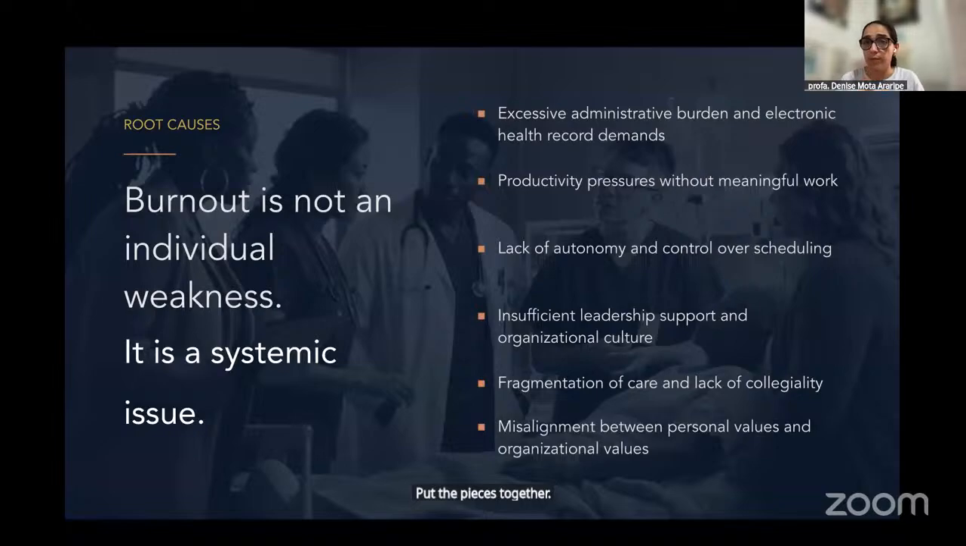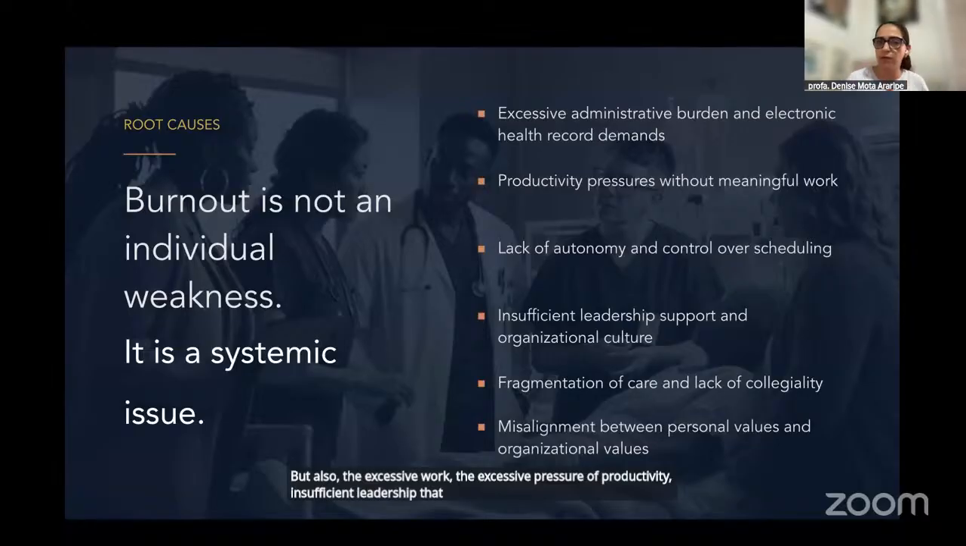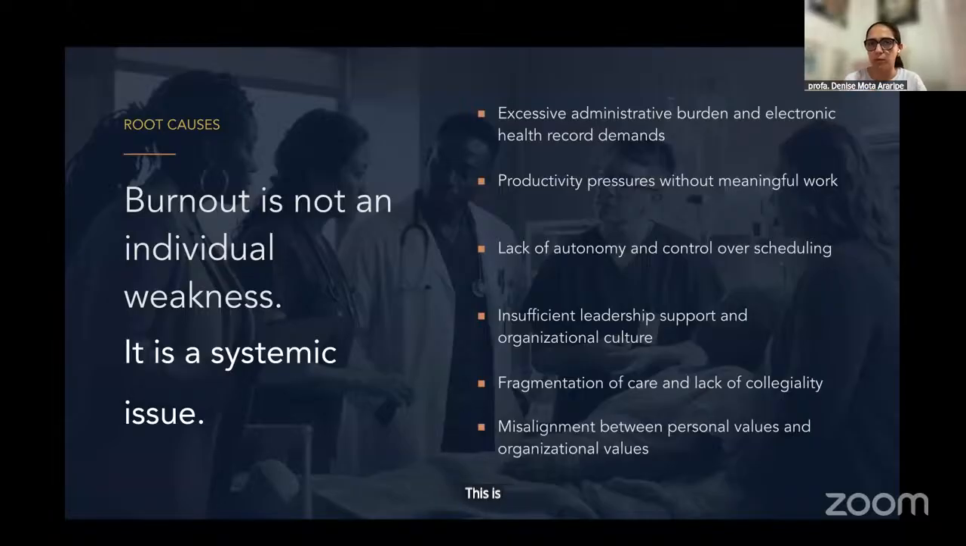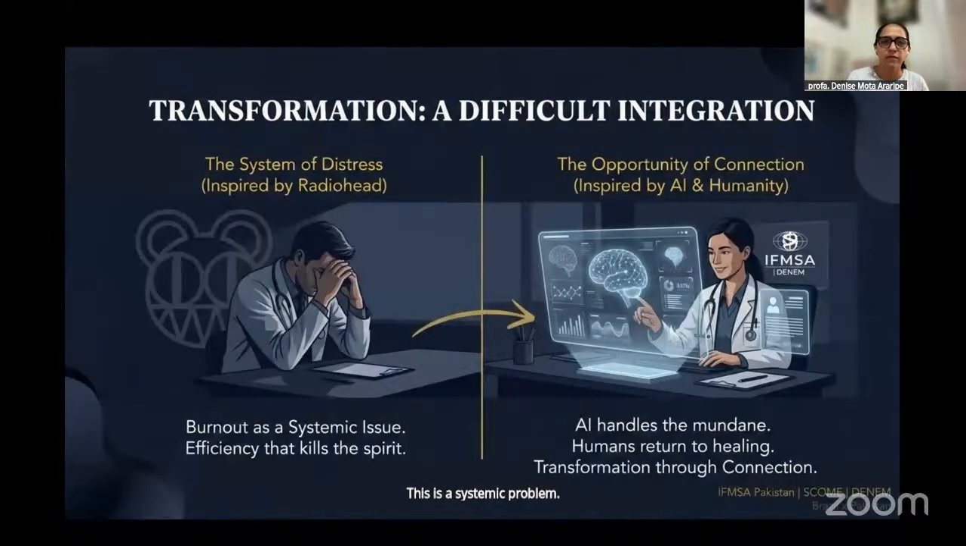Root causes of our burnout. There are many, but also the excessive work, the excessive pressure of productivity, insufficient leadership that tells us that we have to stop, fragmentation. This is a systemic problem. We have to transform technology into a box of tools that helps us deal with problems, but we also cannot lose connection.